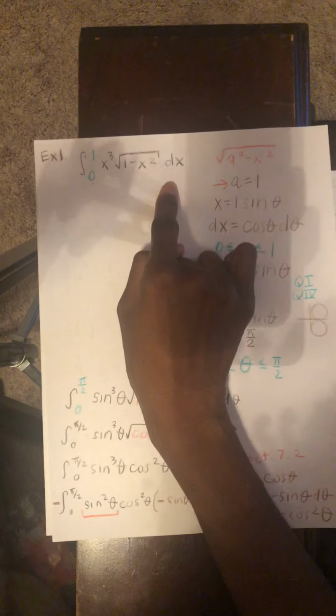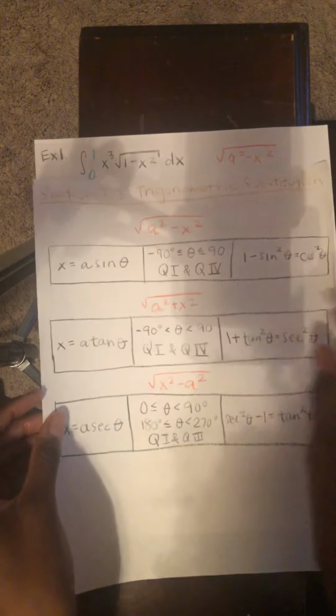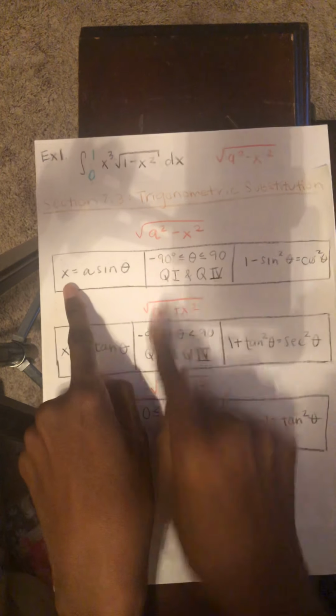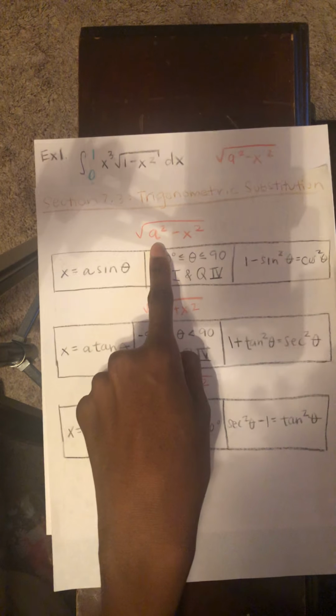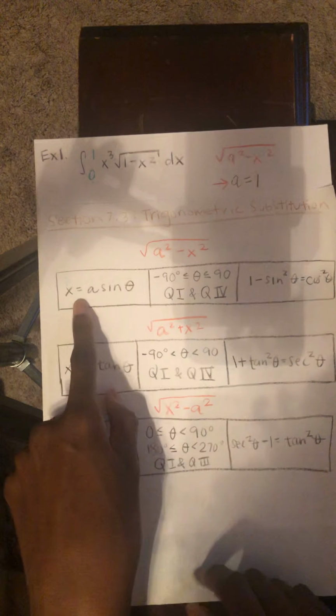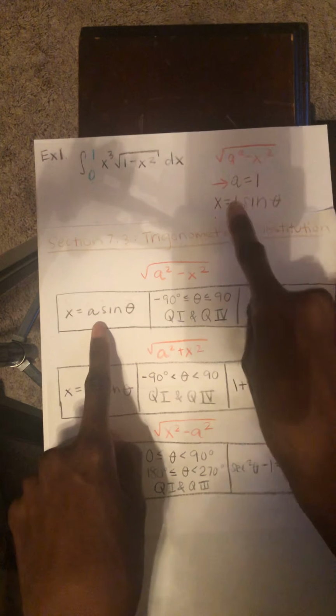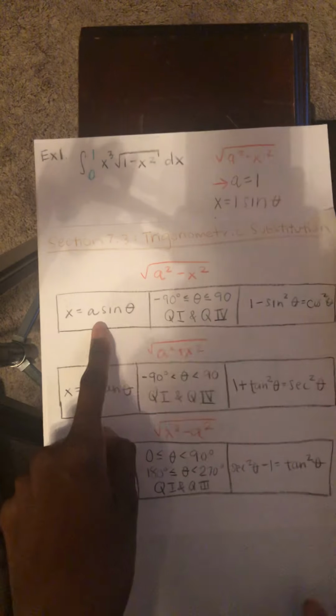So for example 1, we're asked to integrate this expression right here, and you can see that it is in this form. That form is this first one, so the first thing we need to figure out is what our a is. So our a right here, 1, is how do you say 1 as something squared? That'd be 1 squared. So our a is 1. And then from there we can figure out what our x is. In that case our x would be 1 sine theta, or just sine theta.